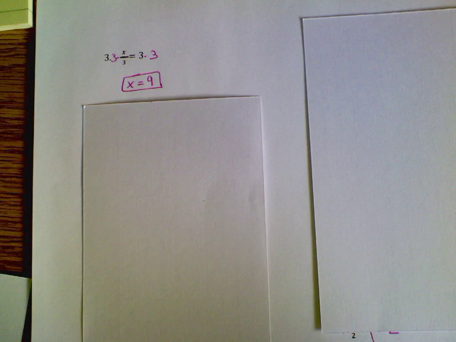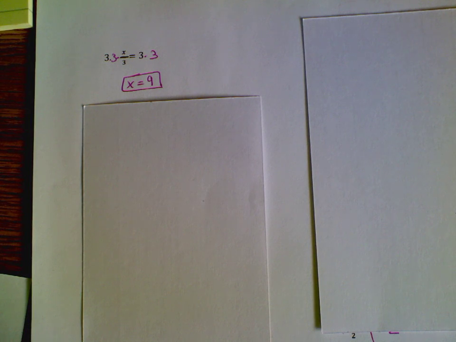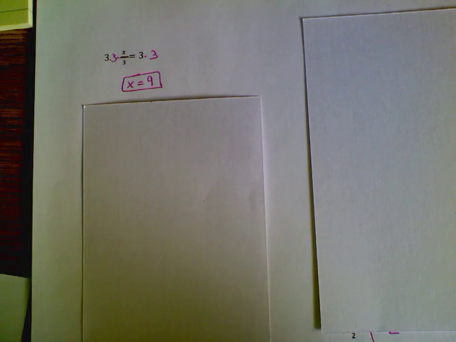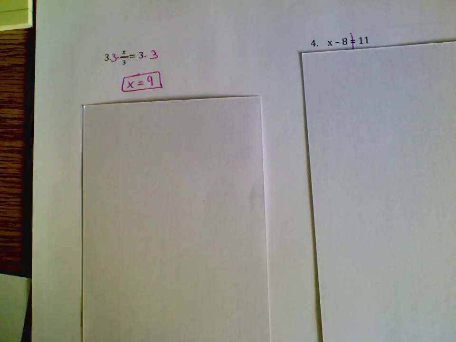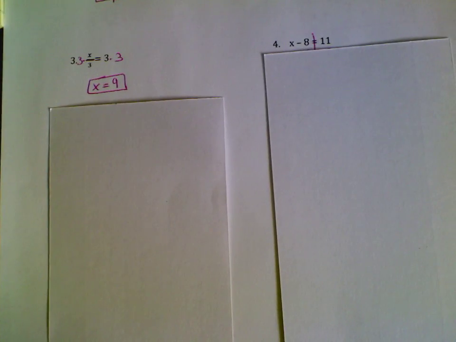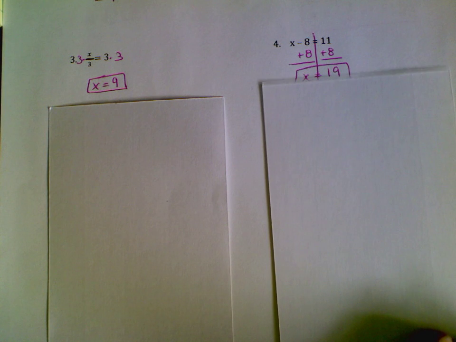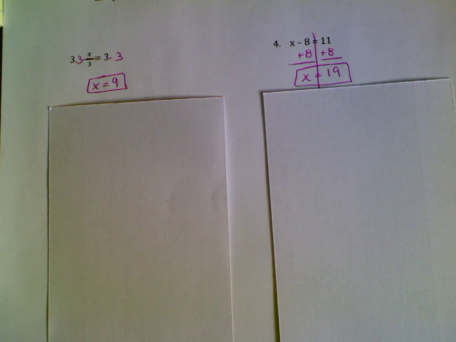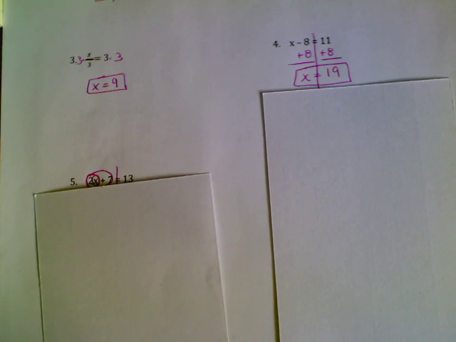Let's have you try number 4. So pause the video now and do number 4. On number 4, I have x minus 8 equaling 11. So all I'm going to have to do is just add 8 to both sides, and I should be getting 19. Now we're going to move on to two-step equations.